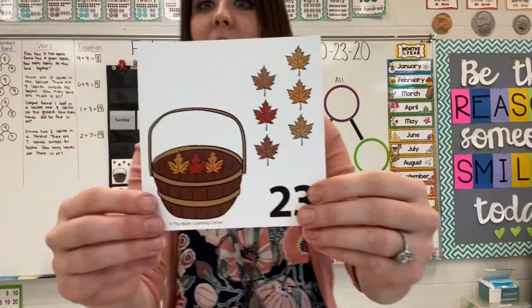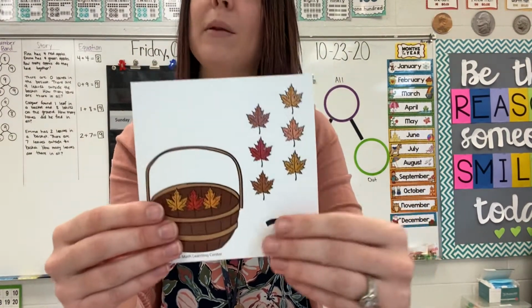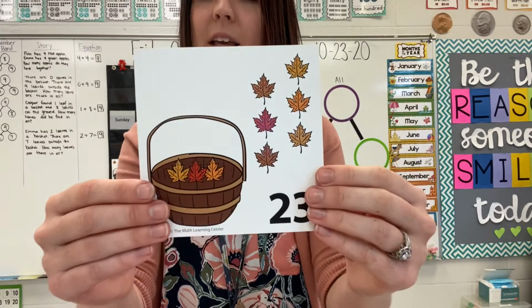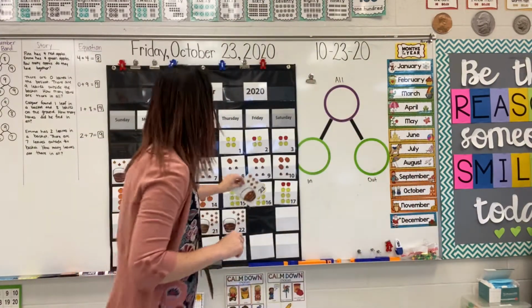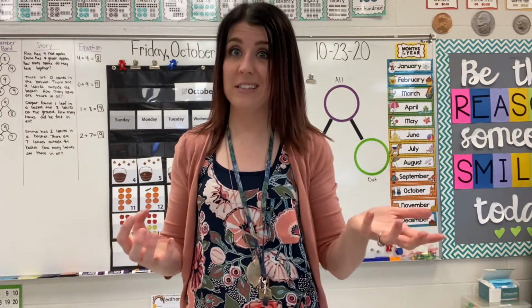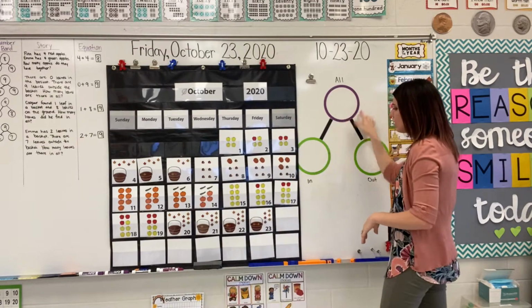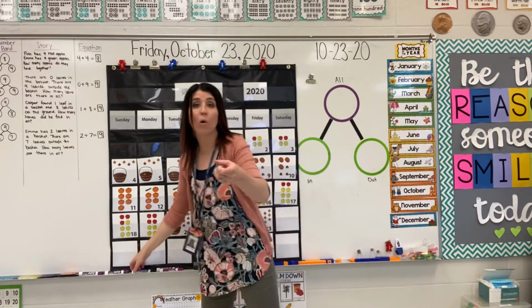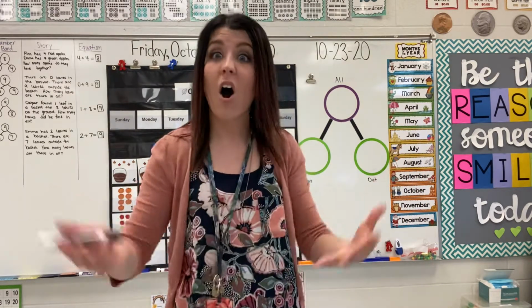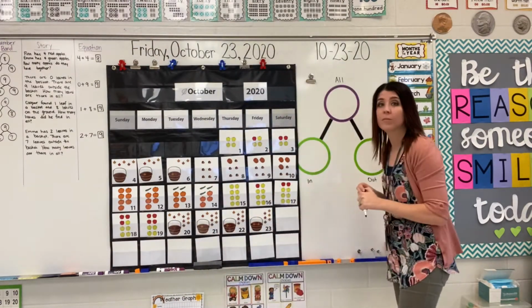Now, part of those leaves are in the basket. So part of our 9 leaves are in the basket, and then part of the 9 is outside the basket. So we're gonna make a number bond to help us break that 9 apart into the basket group and the not in the basket group. Okay, so look at our number bond. Do you remember what number goes up here? The whole. And what does whole mean? All of them.